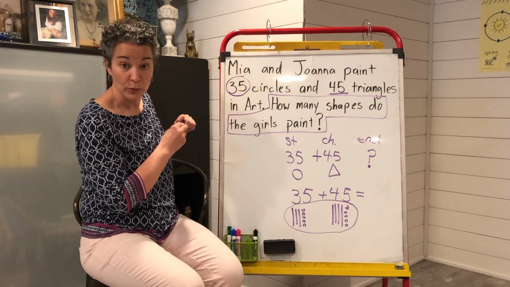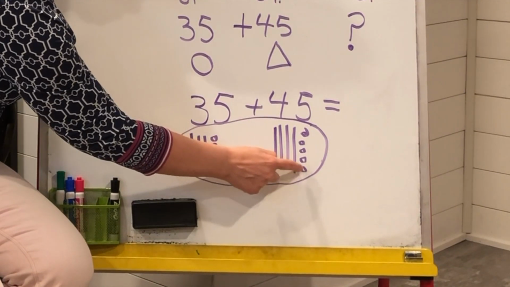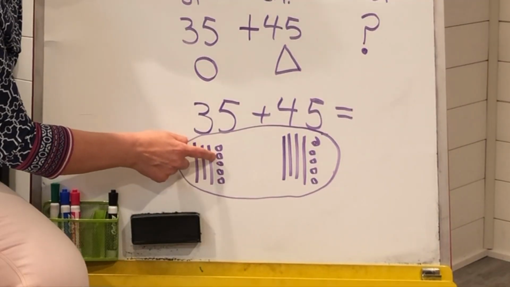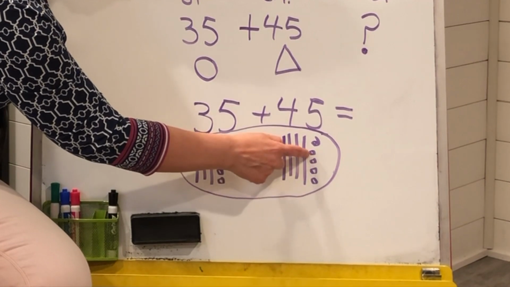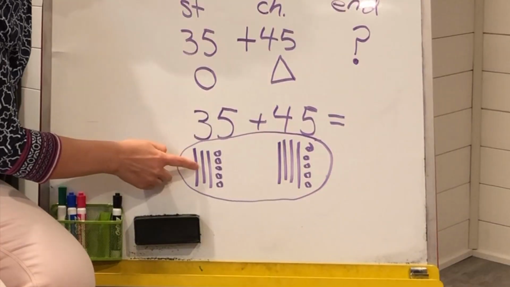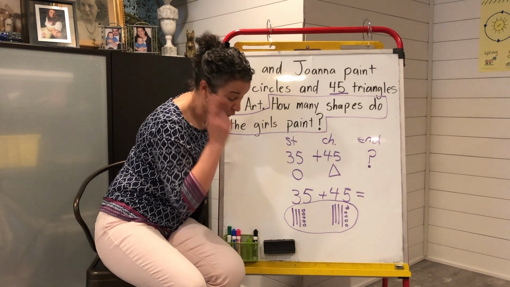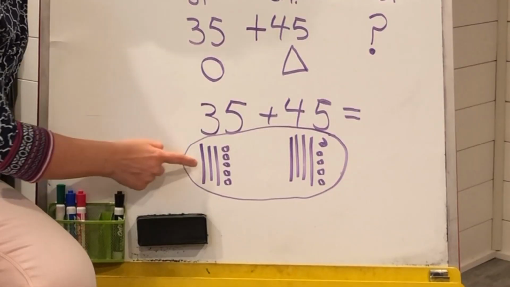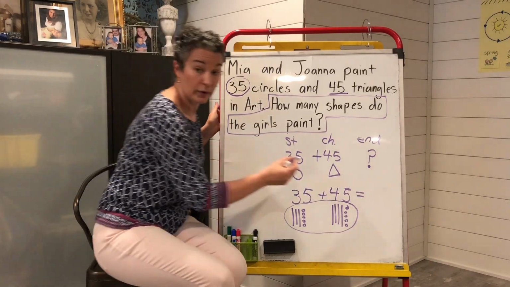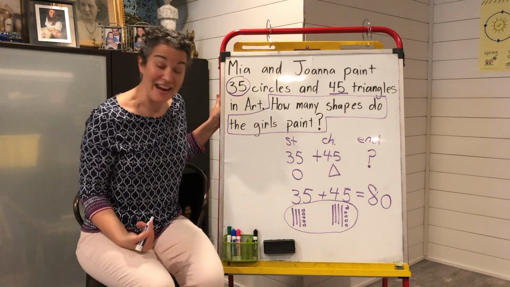All right, my friends, let's count those ones first. You ready? Here we go. 1, 2, 3, 4, 5, 6, 7, 8, 9, 10. Oh, let's double check the ones. Ready? 1, 2, 3, 4, 5, 6, 7, 8, 9, 10. Now hold that 10 in your brain. Ready? 10 is in my brain. 20, 30, 40, 50, 60, 70, 80. Oh, let's do it again. We've got that 10 held in our brain. 10, 20, 30, 40, 50, 60, 70, 80. So according to our math, Mia and Joanna painted 80 shapes.